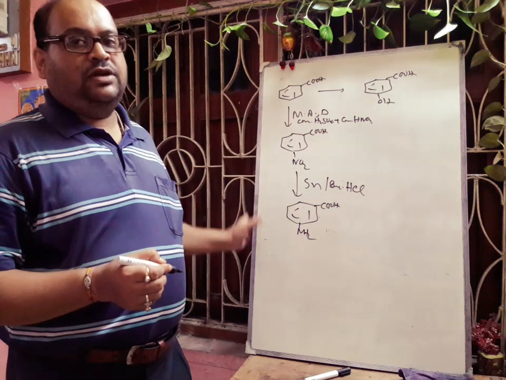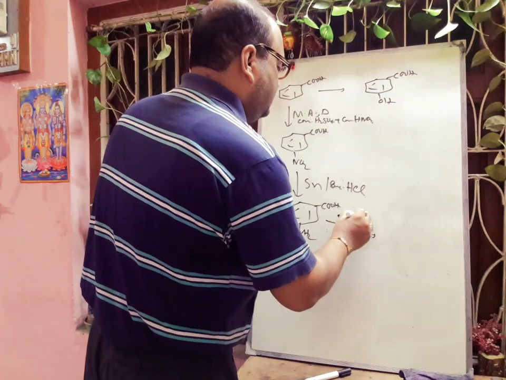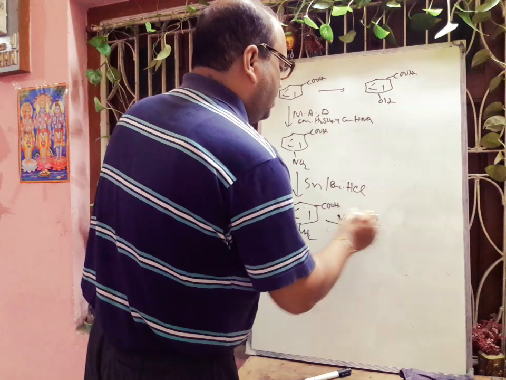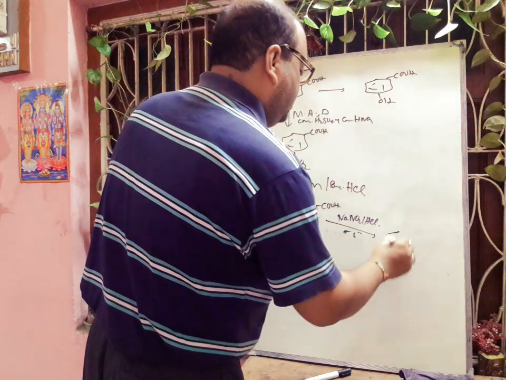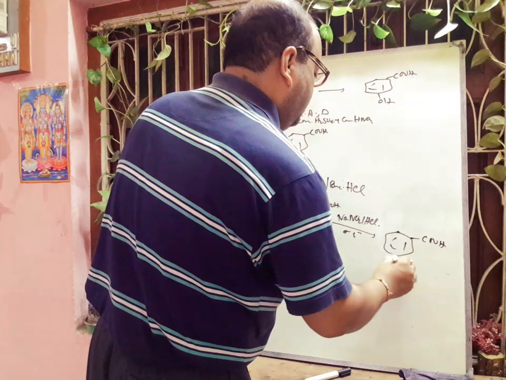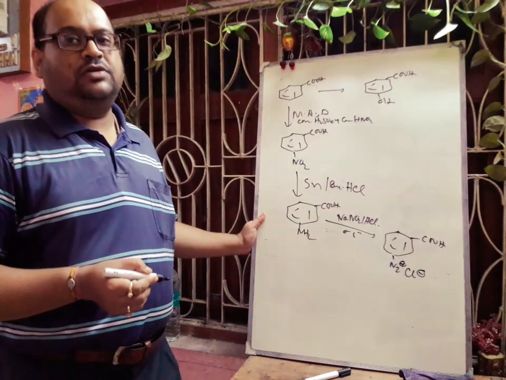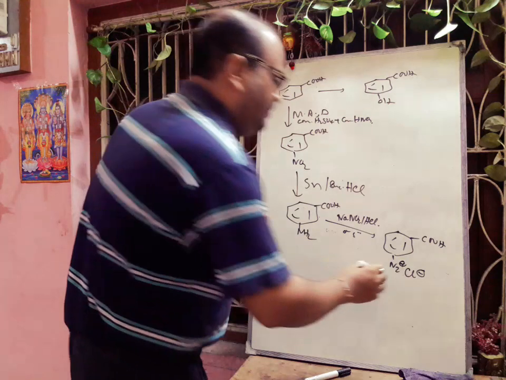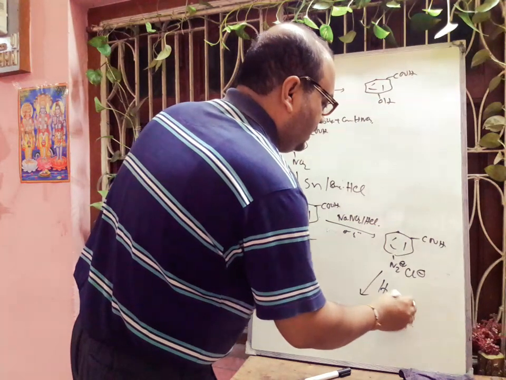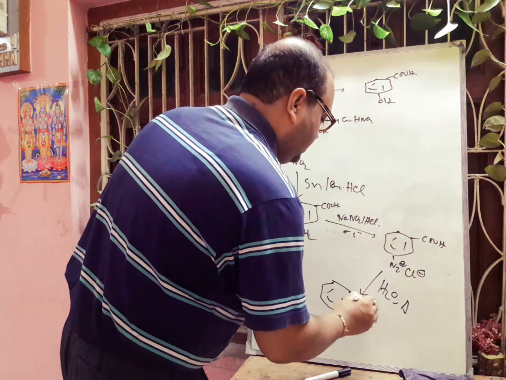In the next step, what to do? We have to use the nitrous acid, NaNO2 and HCl, to diazotize this compound at 0 to 5 degrees. So it will form N2+ Cl-. Okay, diazonium salt will be produced. And in the next step, if we apply heat in presence of water, then it will convert to the meta-hydroxy benzoic acid.